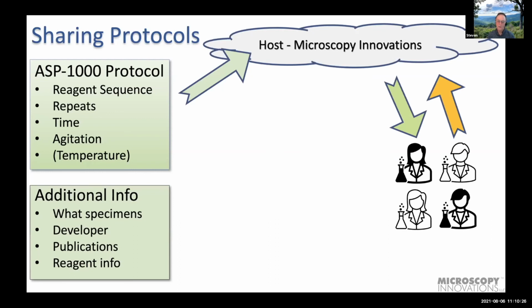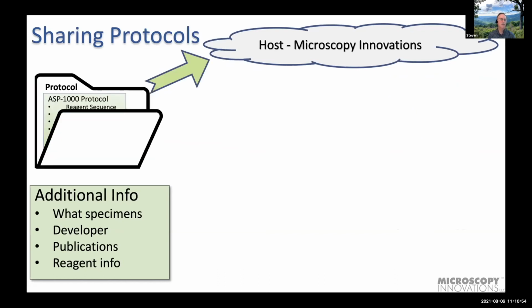Some of it's pretty obvious. What specimens is it good for? Who developed it? Who's used it? Are there any publications associated with this work? But the most complicated part of this is the reagent info. And as I pointed out earlier, people who are doing automated preparation spend most time on doing the setup, which largely consists of filling the reagent trays. So let's take a look at that.